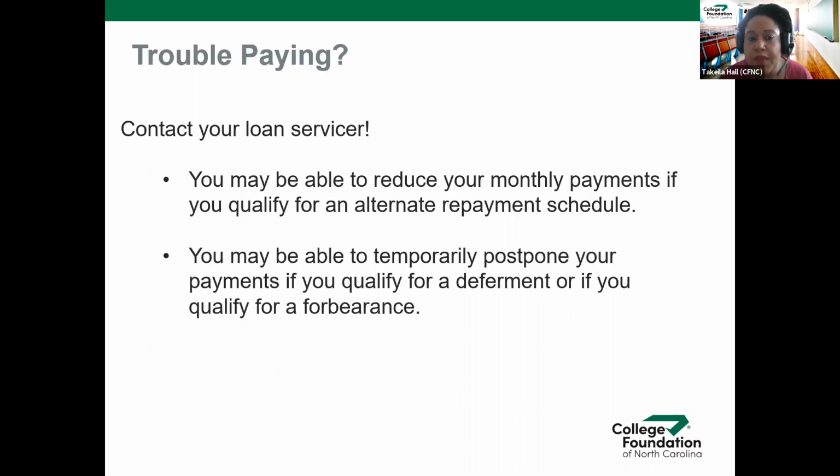I just want to make sure that you understand there's help out there. Your servicers or your lenders, they want to help you any way they can. So just make sure you're reaching out. Your servicer or your lender doesn't know you're having an issue unless you share that information.